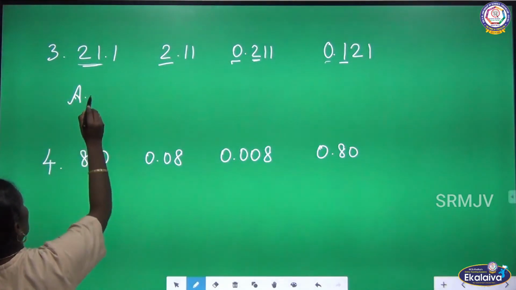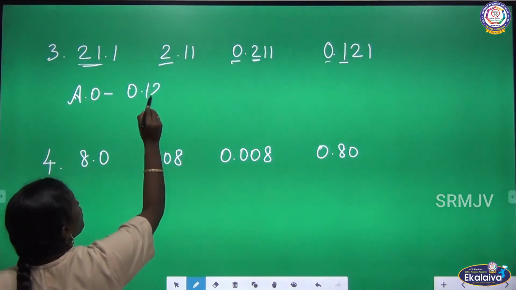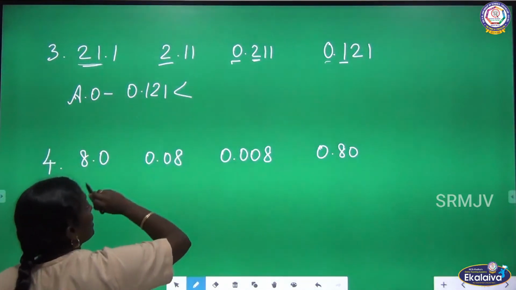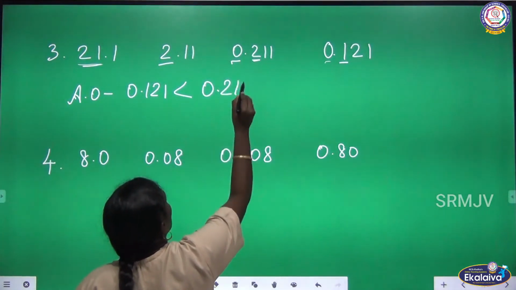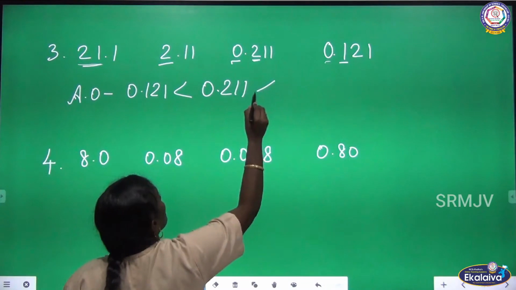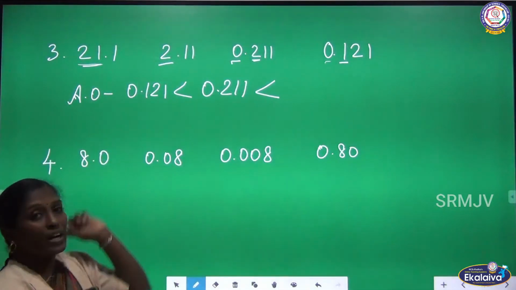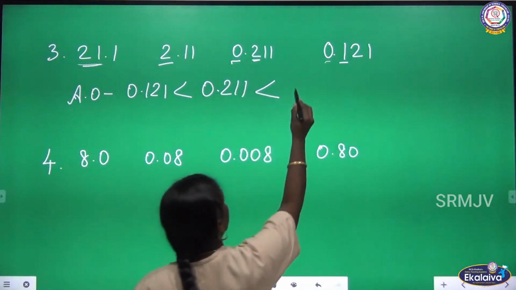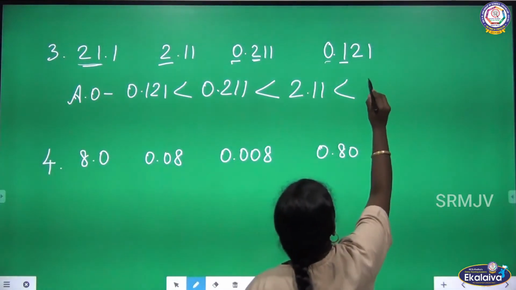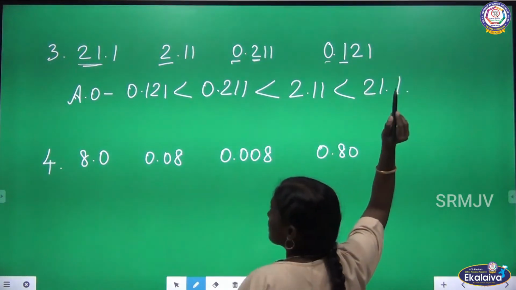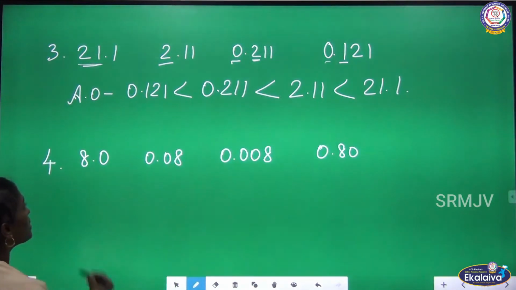So ascending order: 0.121 is the smaller. Then 0.211. Here by comparing the whole number part we can say that 2.11 is the smaller. Then 21.1 is the greater number. Is it clear? Then see the next set of decimal numbers.